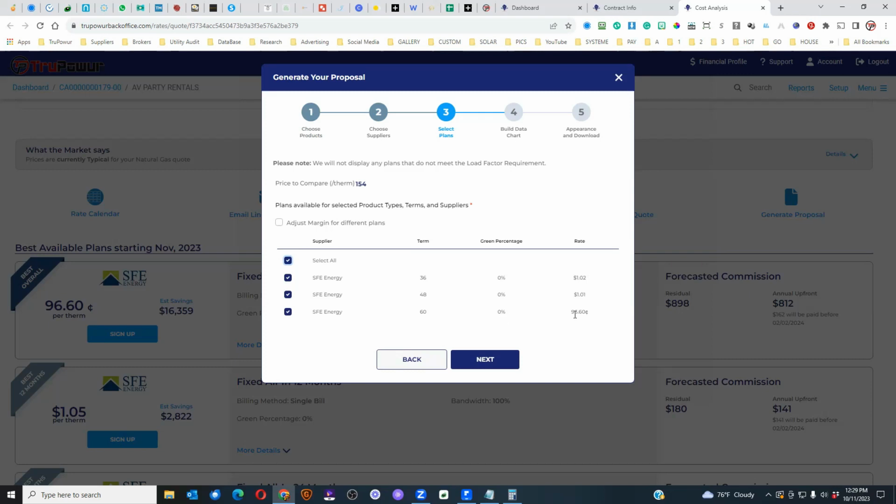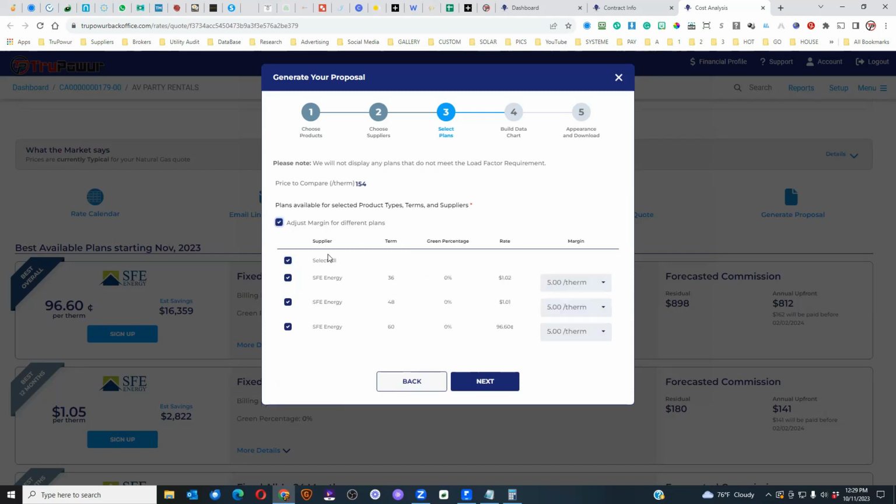Let's say that all 3 of these were at $1 and you wanted to make the 60-month term more enticing, because a customer may think, maybe I'll just go with a shorter term contract. If all of the pricing or the rate for the energy for all 3 contracts were the same rate, if they were all $1, customer may have in their mind, maybe I'll take a short term contract and then reevaluate that down the road. So how could I make that a little bit more enticing to a 60-month term? Well, you could adjust those margins.